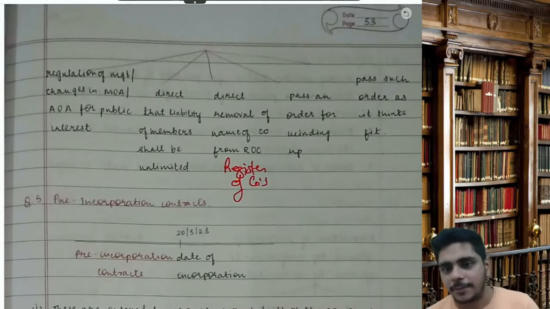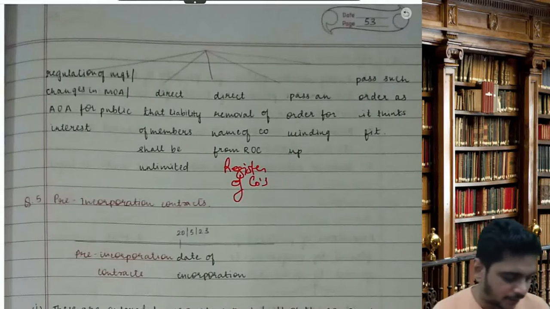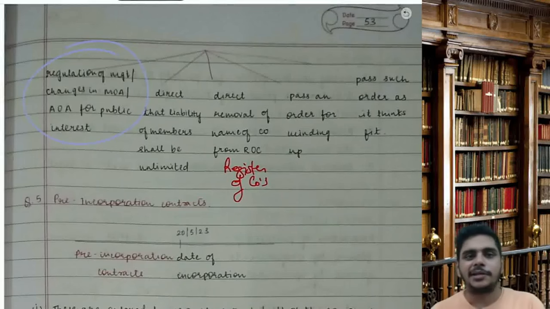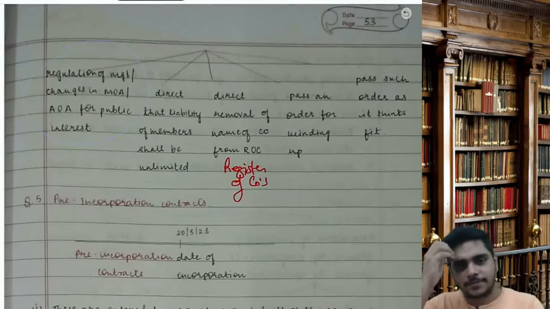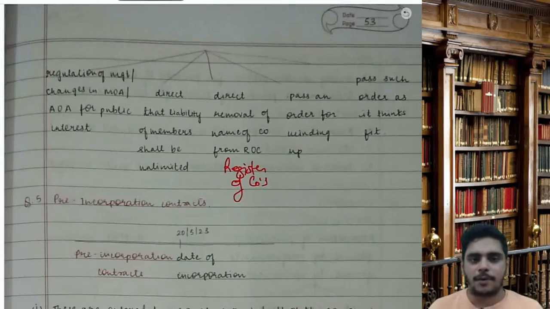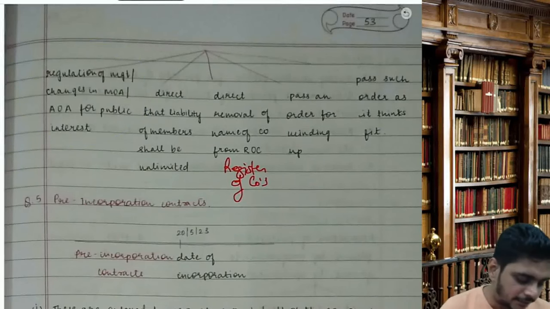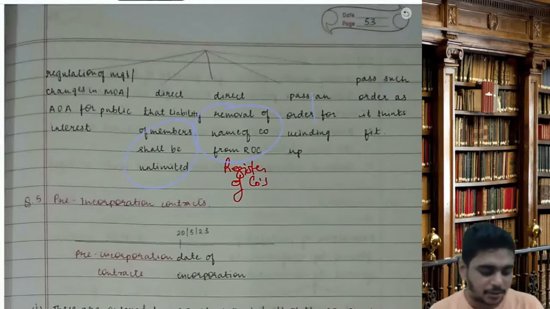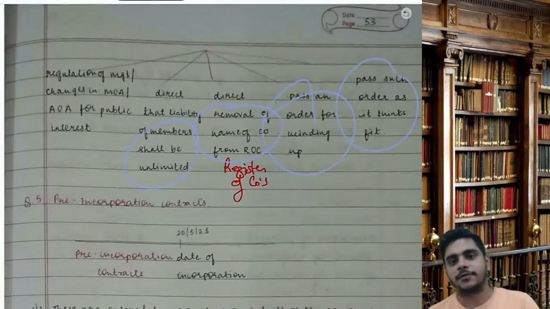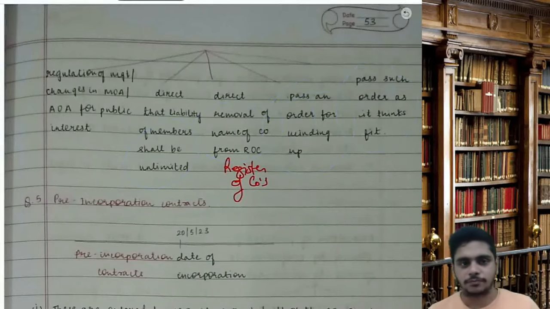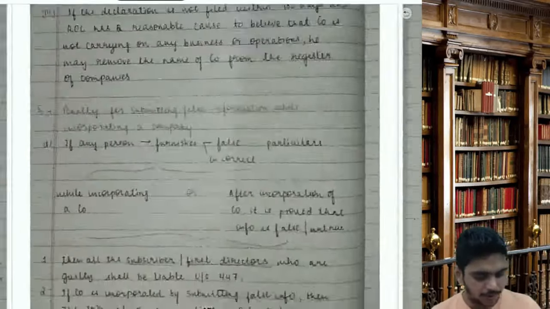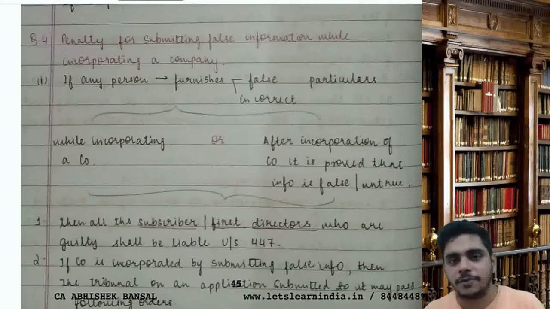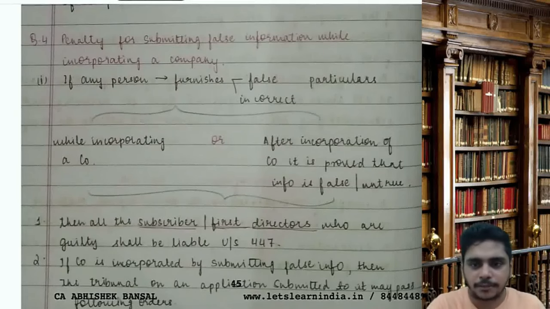Pass an order for winding up and pass such order as it may deem fit. Regulating the management, changes in MOA or AOA for public interest. Then direct that the liability of the members shall be unlimited. Direct the removal of the name of the company from the register of companies. Pass an order for winding up. Twice they have asked this question also. Do it again. Punishment for submitting false information while incorporating a company.